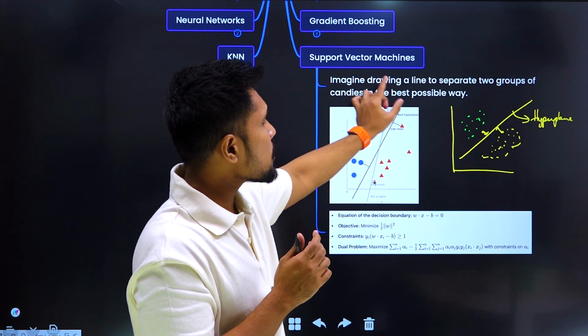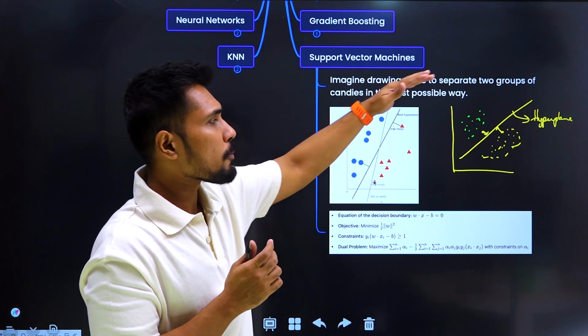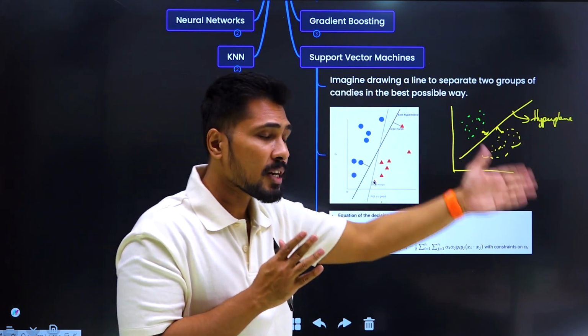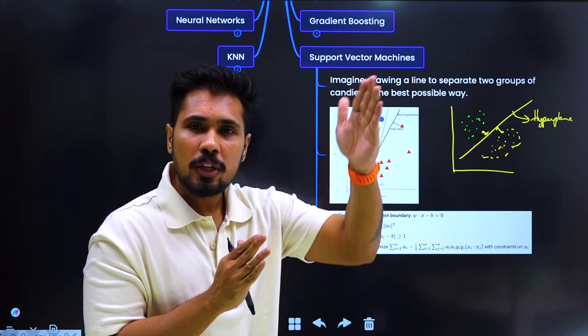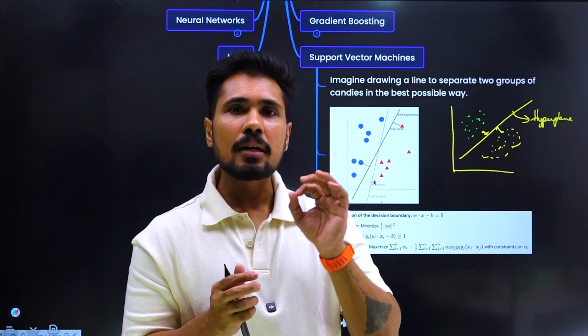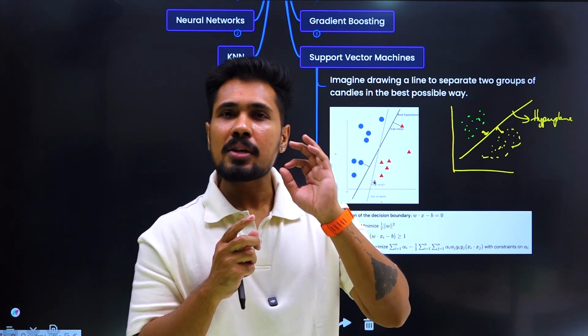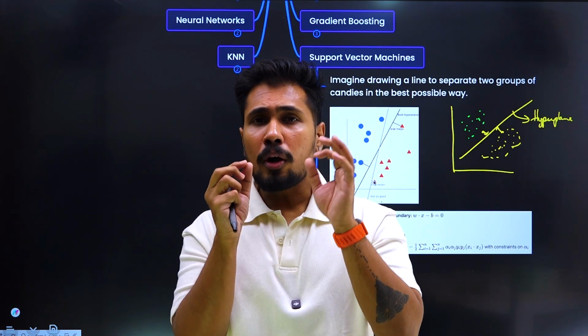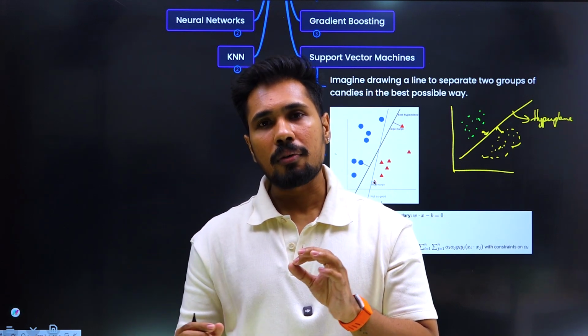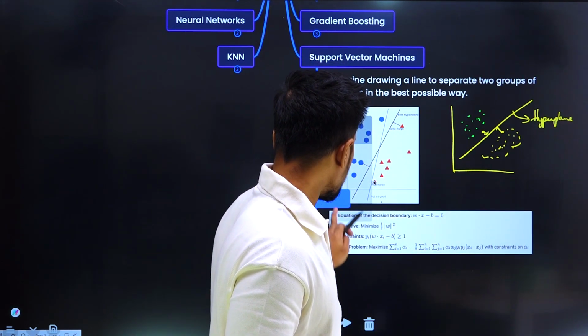What it is doing: imagine drawing a line to separate two groups of candies in the best possible way. You can separate it in a linear way, with a polynomial, or in a radial way. We call them kernels, or hyperplanes. So where can we use it? When you have imbalanced data and want to reduce the misclassification rate, support vector machines is a very good algorithm you can consider.